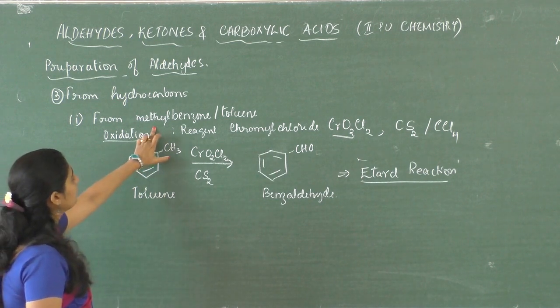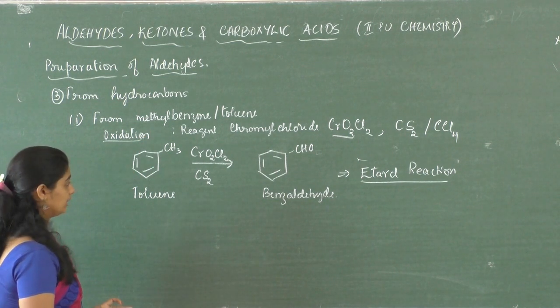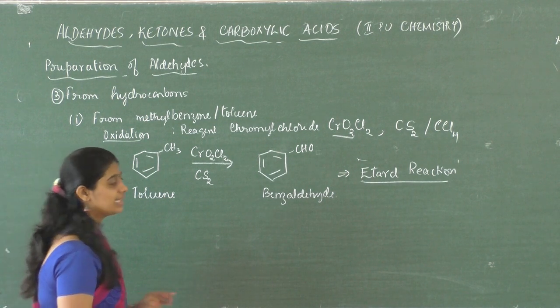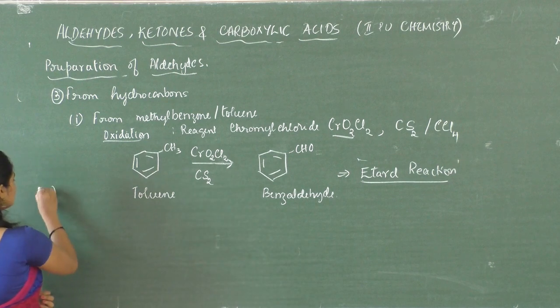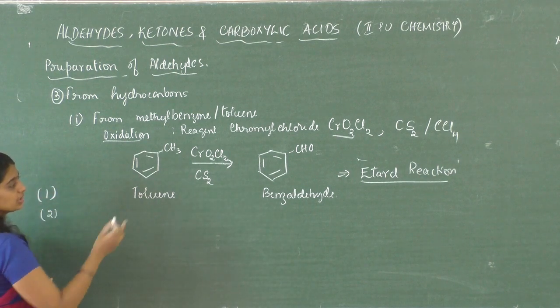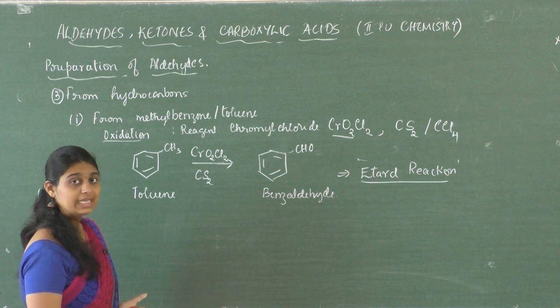So this is from methyl benzene or toluene. So till now we have studied three reactions. One is Rosenmund reduction, another one is Stephen reaction, and this is one more, that is the Etard reaction.